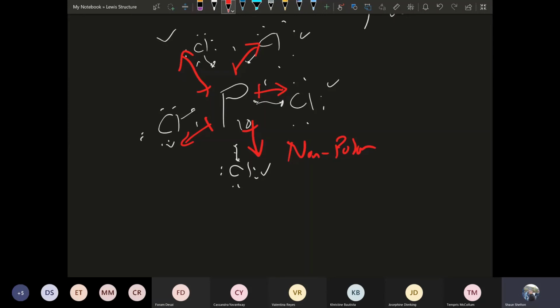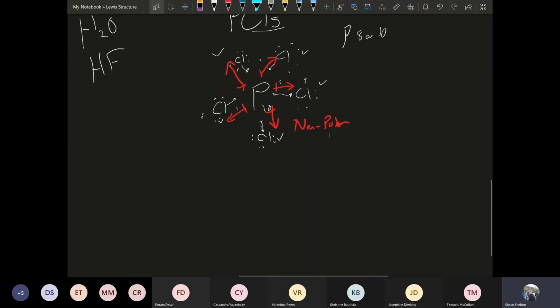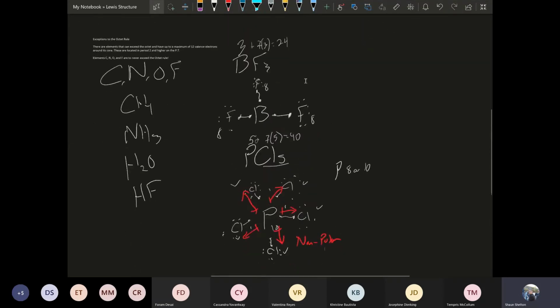So we're looking at polarity here. We looked at Lewis structures. We talked about Lewis structures that exceed the octet rule. All right. So homework. You're going to have some homework to do here. Okay. So I want you to draw Lewis structures and determine polarity.